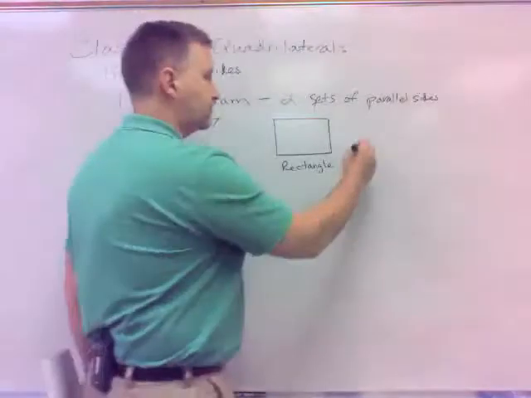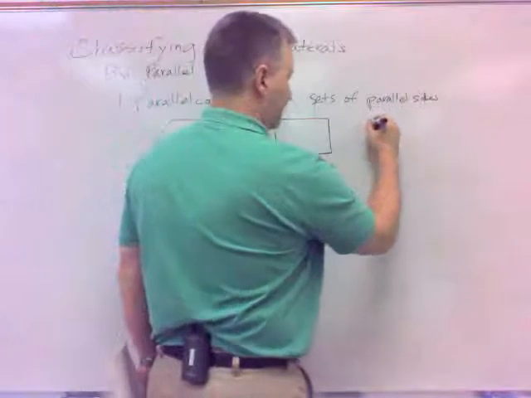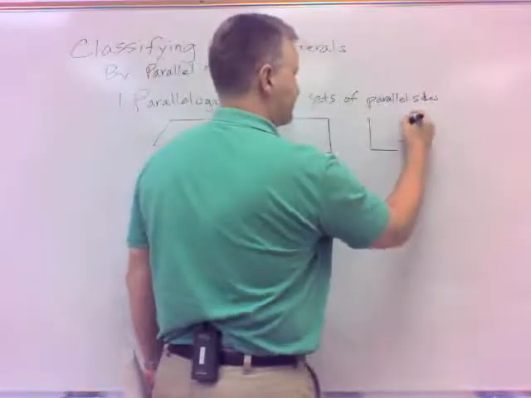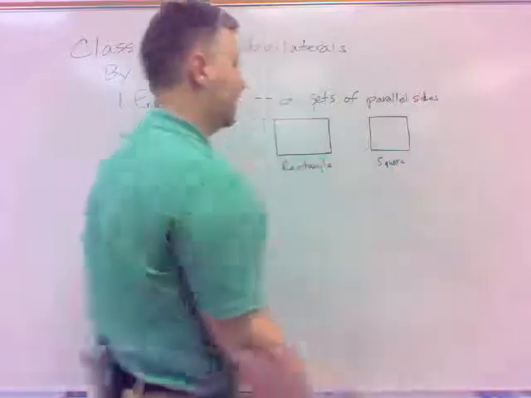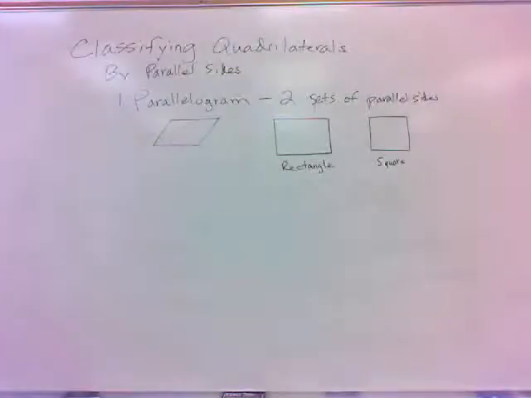Well, if that's a parallelogram, isn't this one too? The square? Yeah, square is just kind of a specialized rectangle. All sides are the same. And then there's one other one.